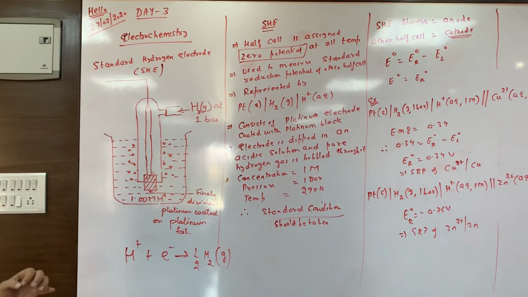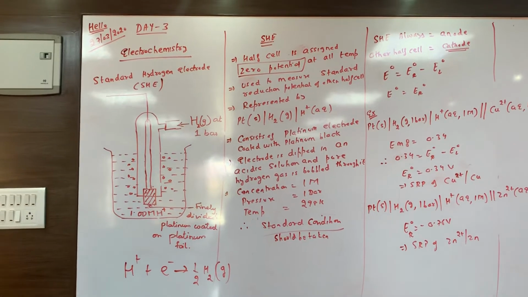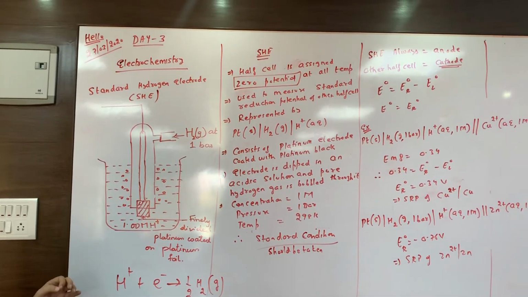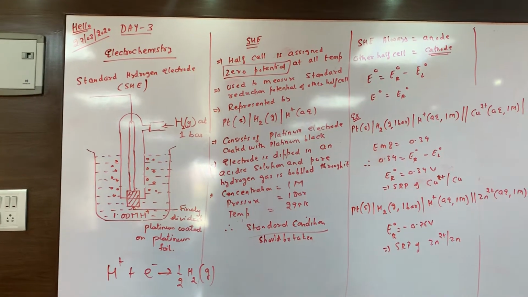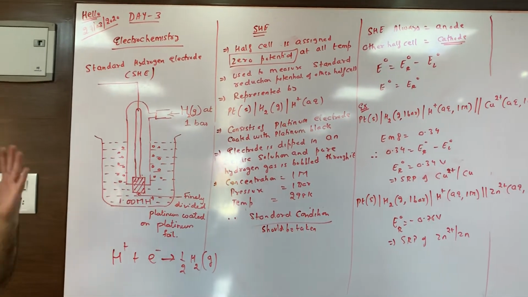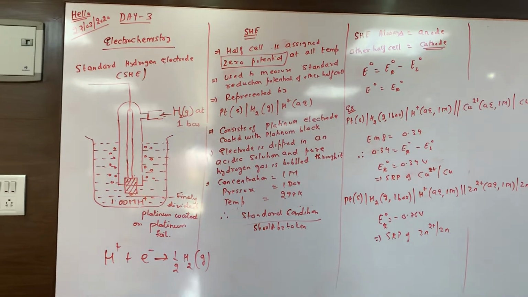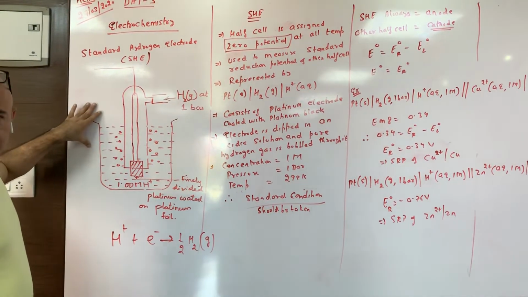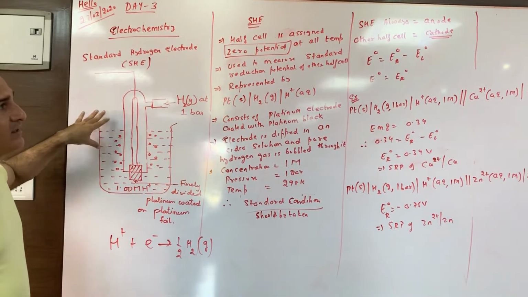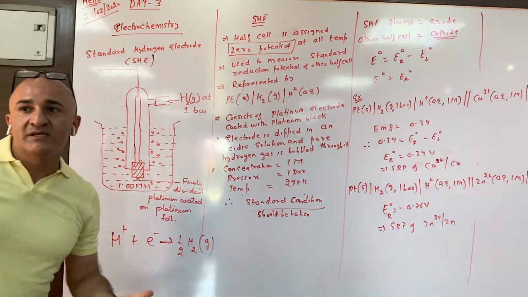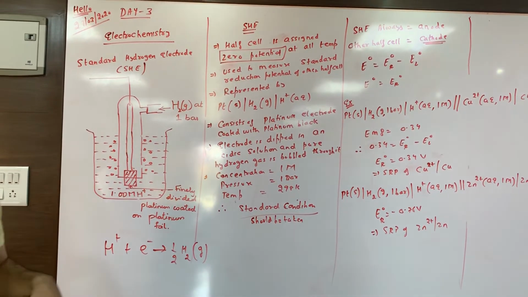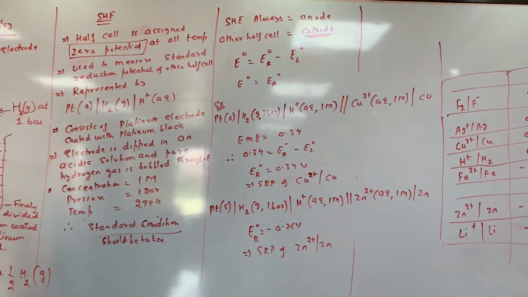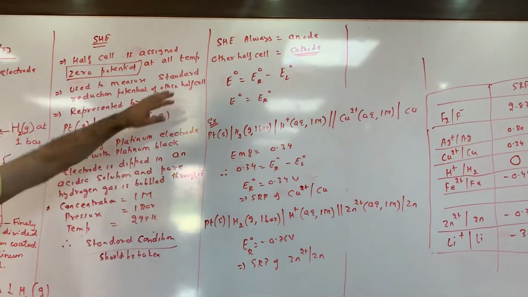Now the conditions are taken as standard conditions. The standard conditions, as I told you, are 1 molar concentration, pressure 1 bar, and temperature 298 Kelvin. Now this is one half of the cell, and as a matter of convention, it is always taken as the anode, or left-hand side. Whichever electrode you want to measure the potential for is taken as the cathode. Suppose I want to measure for copper, so that will be taken as the cathode.